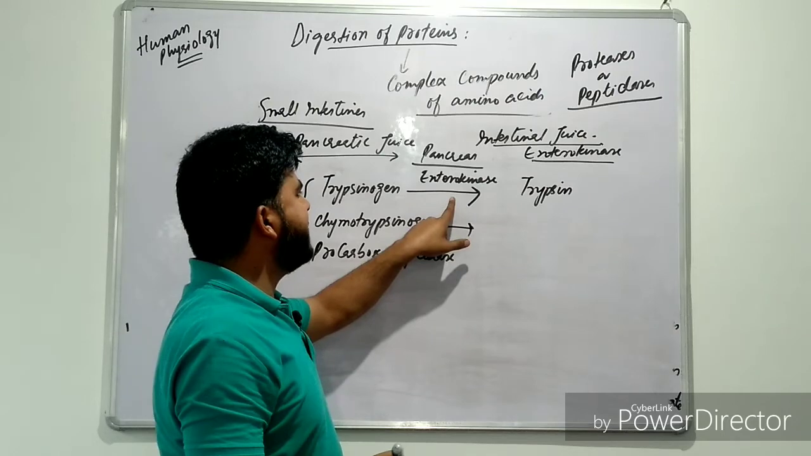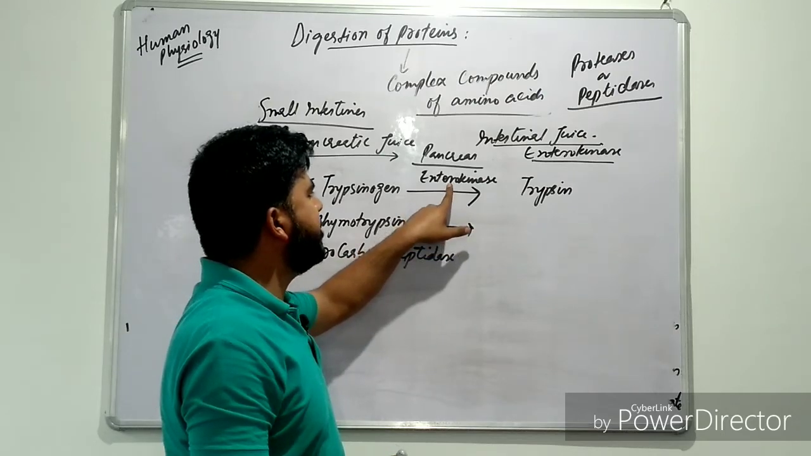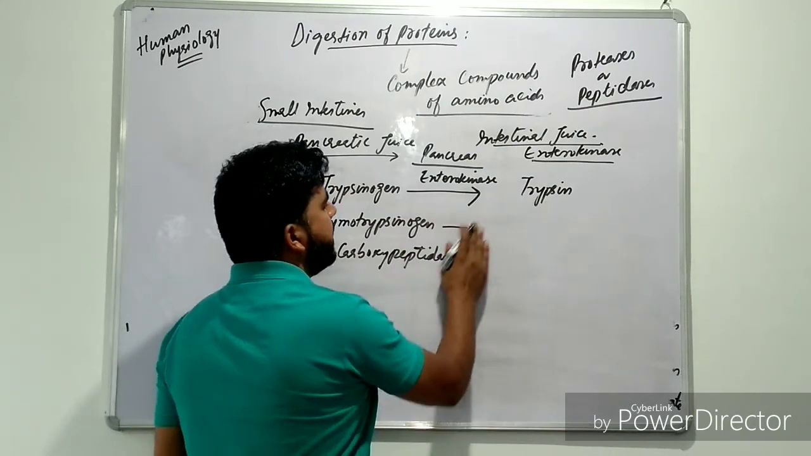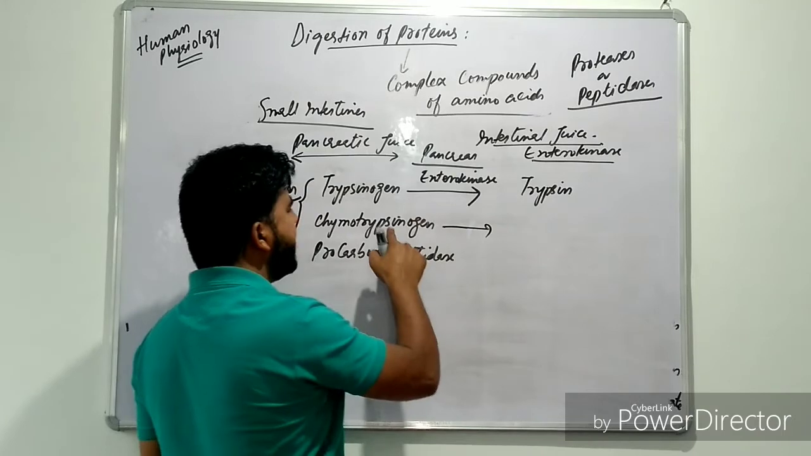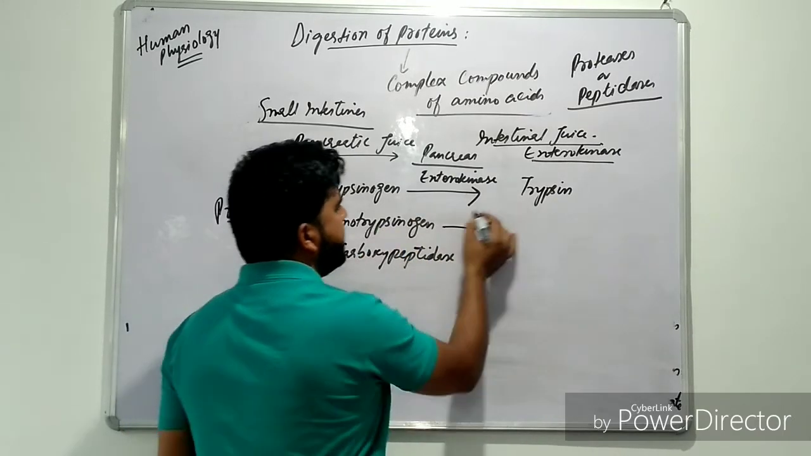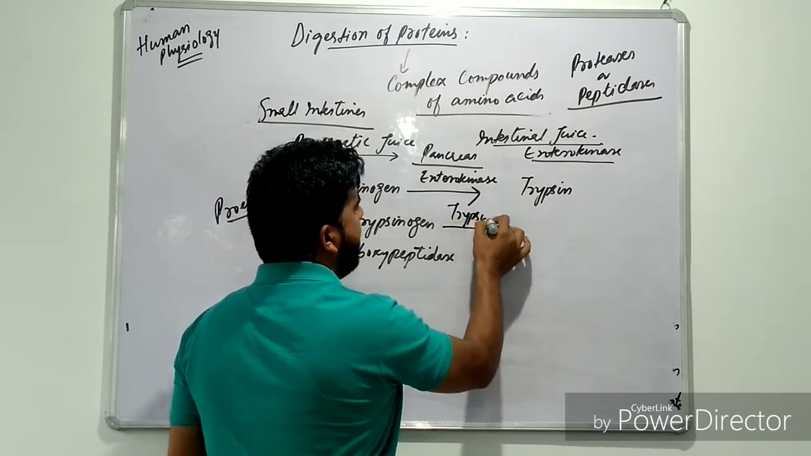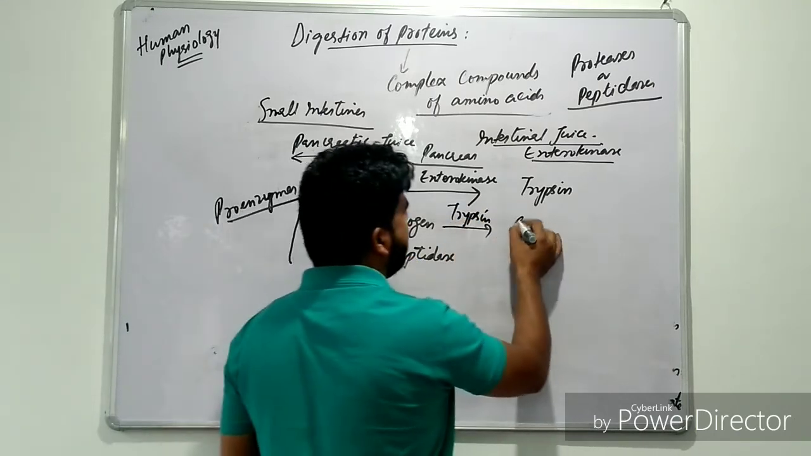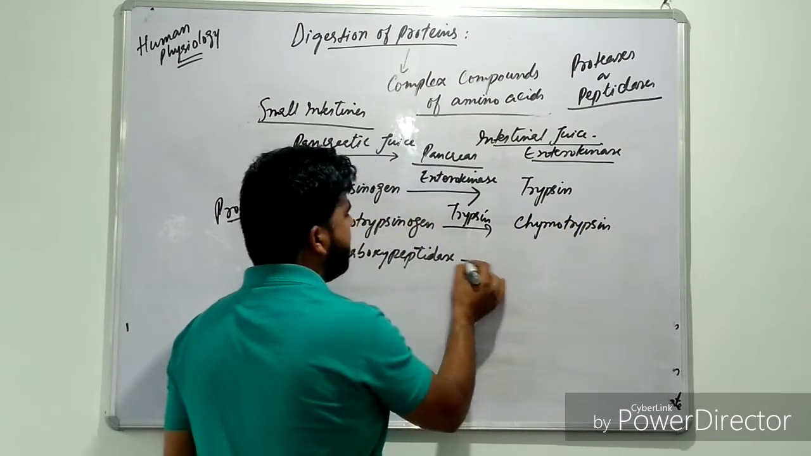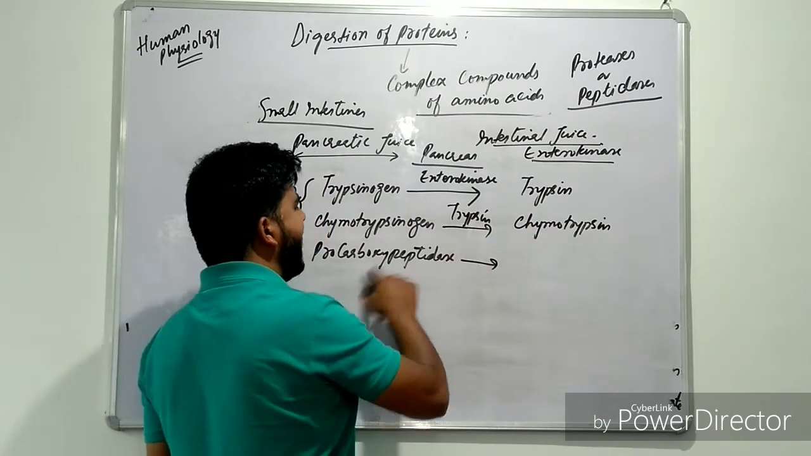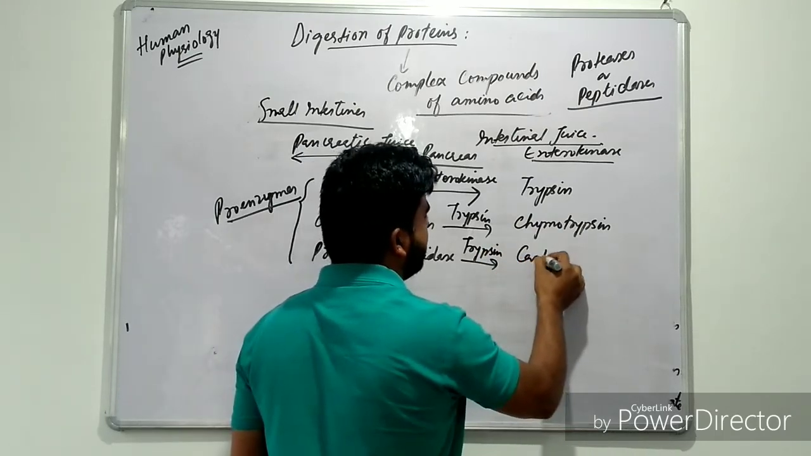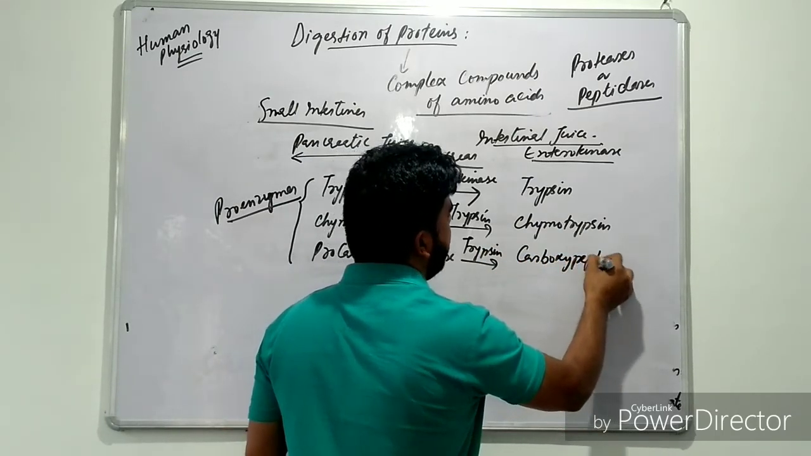Which enzyme carries out this reaction? It is enterokinase present in the intestinal juice. Now, once the trypsin is formed, this trypsin will activate these two proenzymes, chymotrypsinogen and procarboxypeptidase. Trypsin will act on chymotrypsinogen and convert it into chymotrypsin. Similarly, trypsin will act on procarboxypeptidase and convert it into carboxypeptidase.